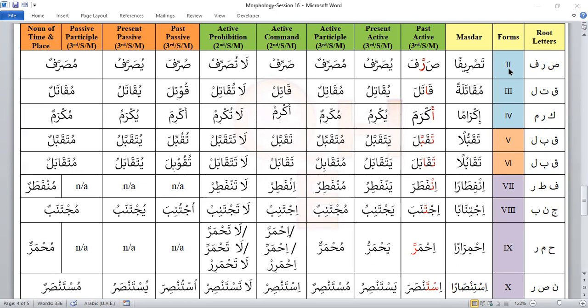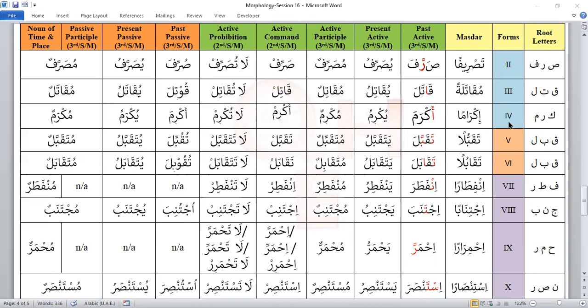Verb form 2, for example, we are using sod, ra, fa: the past active sorrafa, present active yusorrifu. Over here, the ain position root letter is extra. Instead of one, there are two, so it's doubled. Okay. Verb form 3, qatala, yuqatilu. Over here, right after the fa position letter, there is an extra alif.